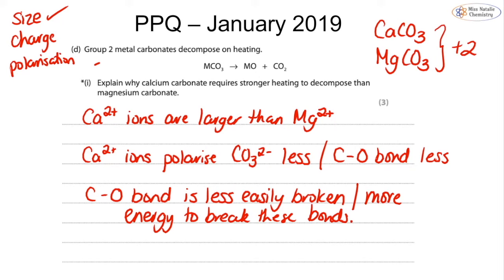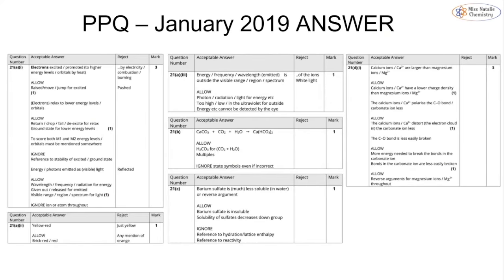Okay, so we're looking at the size, saying that calcium is bigger, therefore it is less polarizing, and the less polarizing it is, the more difficult it is to break those bonds, so it requires much stronger heating. And that is your 3 marks. So there's your mark schemes for everything in the January 2019 paper, if you have been trying these yourself.